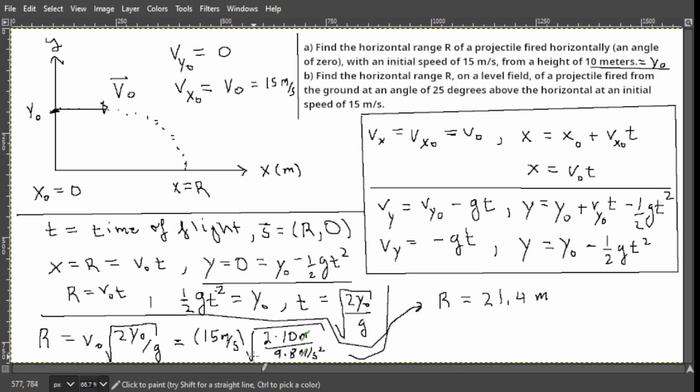And so that means that this is going to all turn out to be seconds. So I'll just go ahead and cancel here. This whole thing will turn into second squared, square root is seconds. So that seconds will cancel with this seconds. And all I'm left with is meters. And then our final answer is going to be range equals 21.4 meters.